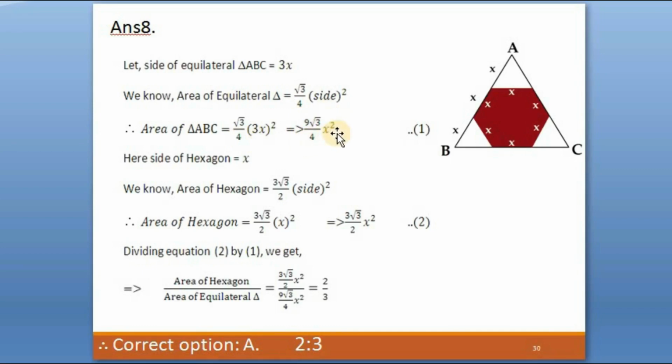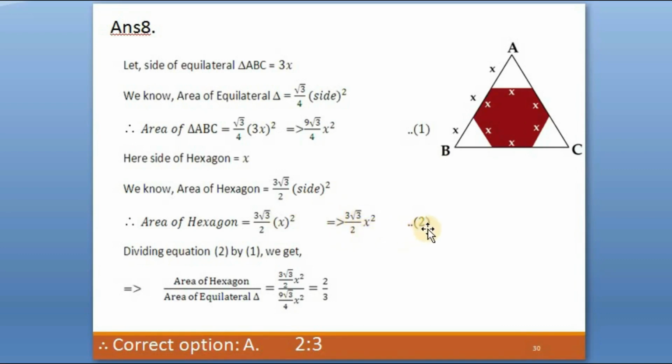Here the side of the hexagon is equal to x. So the area of the hexagon comes out using this formula, 3 root 3 by 2 times side squared. So the side is x, and by putting the value, we will get 3 root 3 by 2 x square as equation 2.